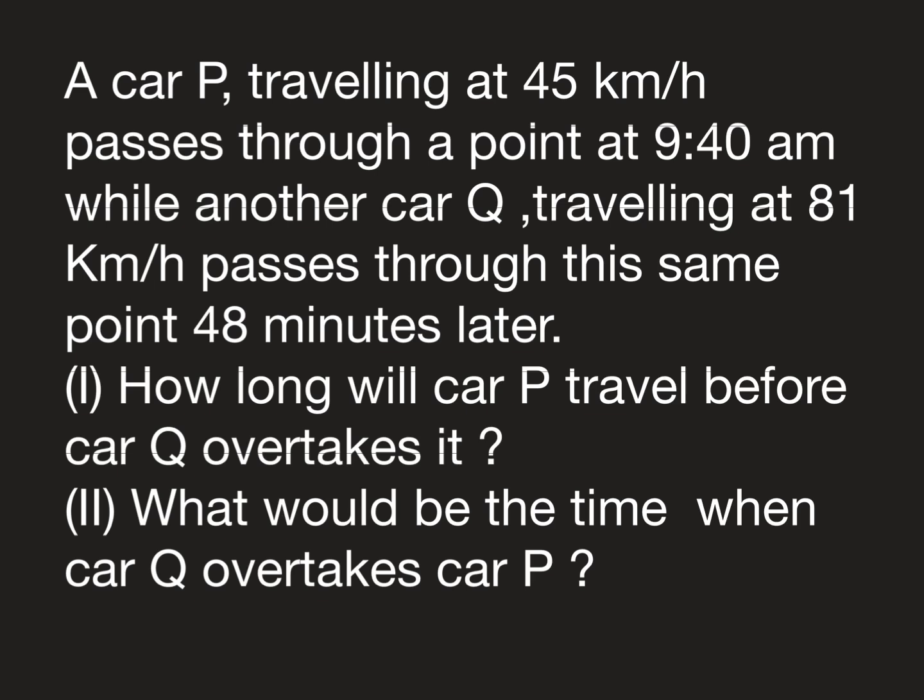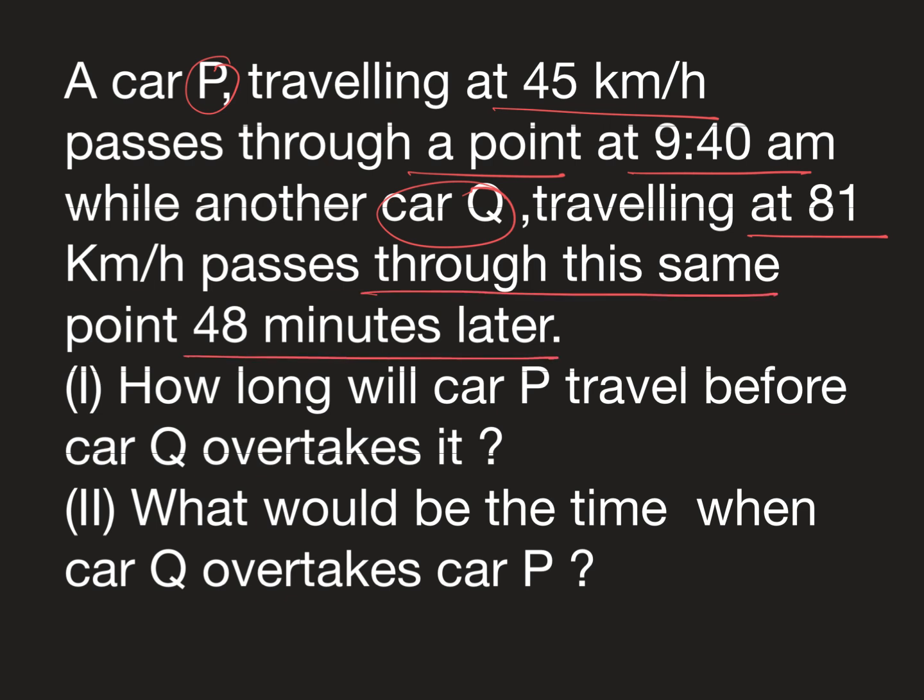Welcome everyone. We have a motion problem here and it reads: a car P traveling at 45 kilometers per hour passes through a point at 9:40 a.m. while another car Q traveling at 81 kilometers per hour passes through the same point 48 minutes later.